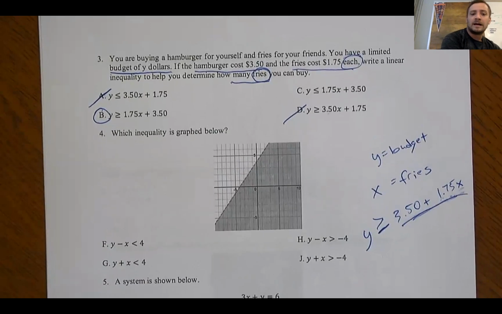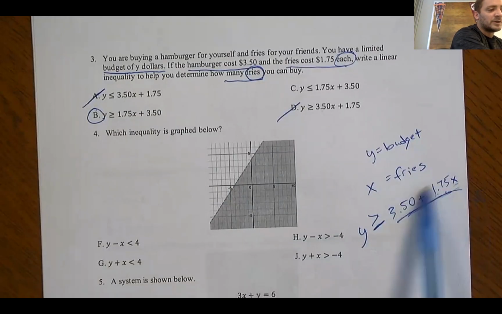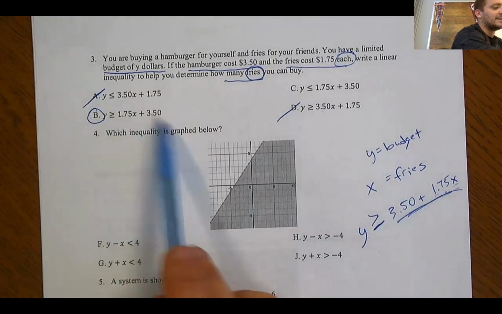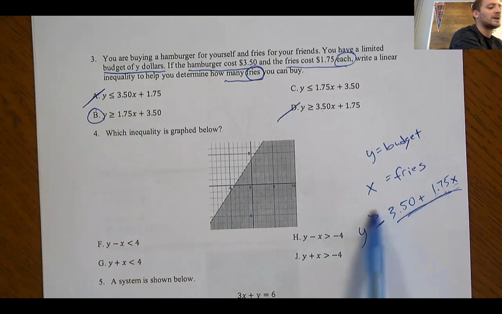So the answer there should be B. I just wrote it backwards. It's okay, whichever order we want to write it, it's the same exact answer. Just make sure we're using the correct inequality here.